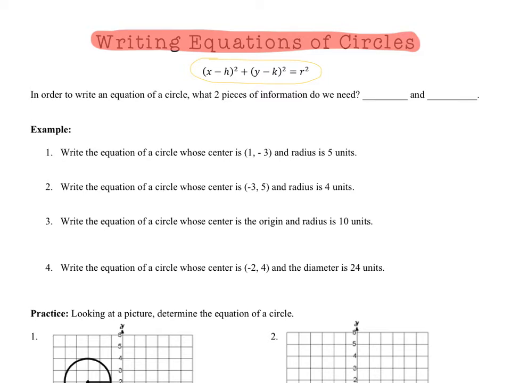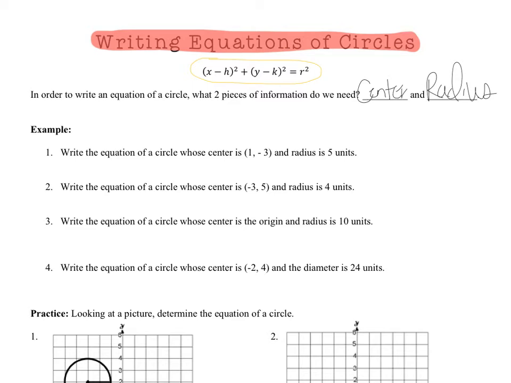In order for me to be able to write an equation of a circle, I need two pieces of information. What do I need? Do you know? Well, I need to know what the center is, and I need to know what the radius is. If I know these two pieces of information, I can determine the equation of a circle.